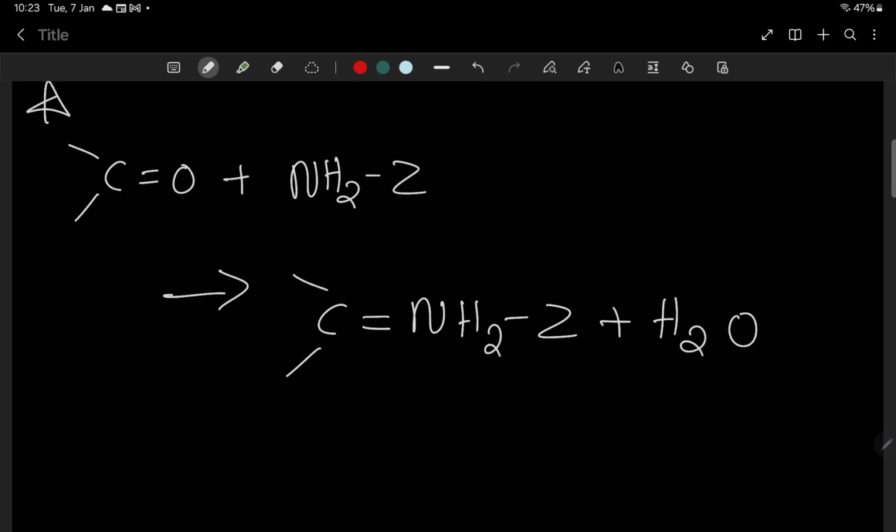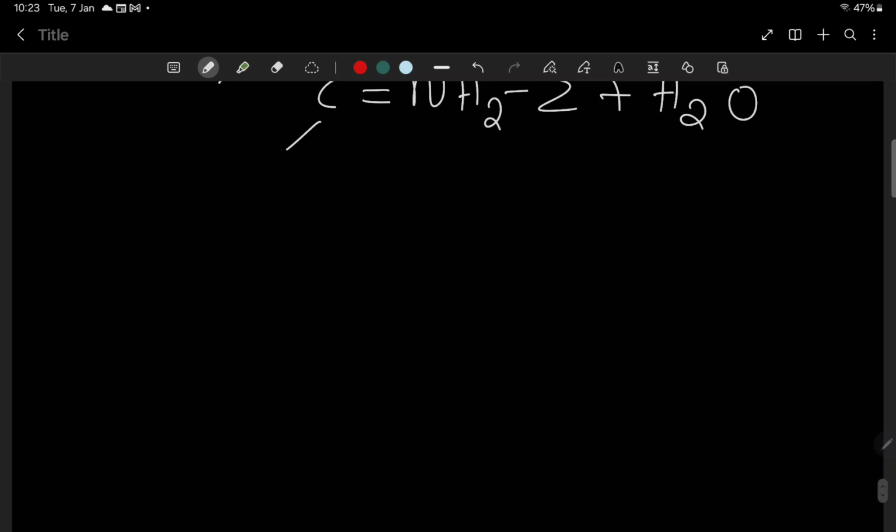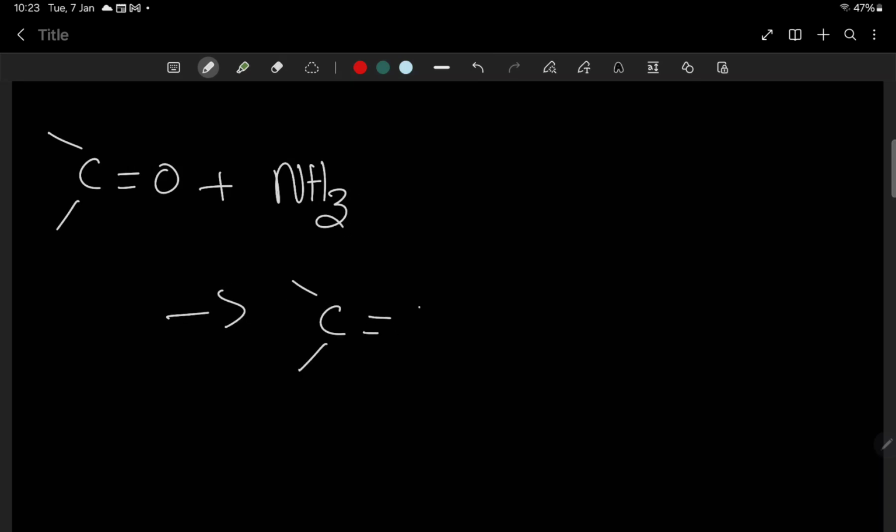This reaction is important because this reaction helps us in identification of aldehydes and ketones. That is the 2,4-DNP test. So now you know that if I'm taking a compound like this and I'm adding ammonia, what will be the compound I'm getting? C double bond NH. Will NH2 come? No, NH.